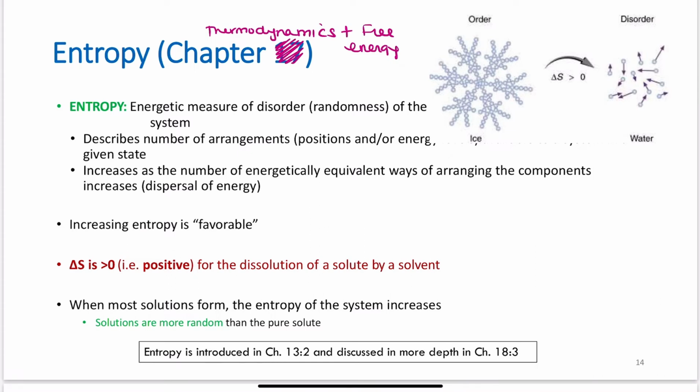Entropy wants to be more states. The more states something has, the more disorder it has, the more favorable it will be. The more favorable it will happen. So for entropy, this increases as the number of energetically equivalent ways of arranging the components increases. It's a dispersal of energy.